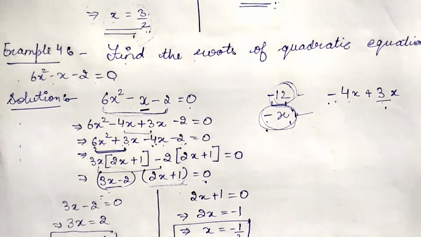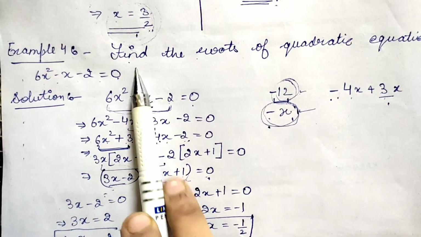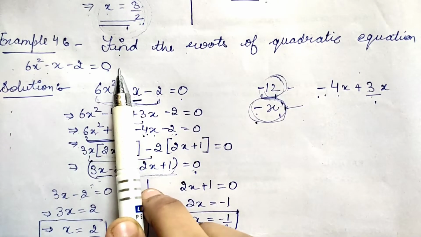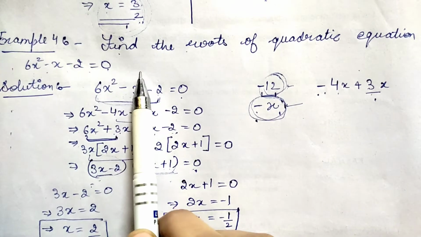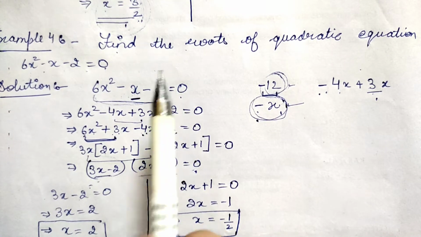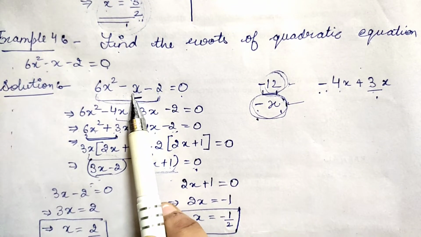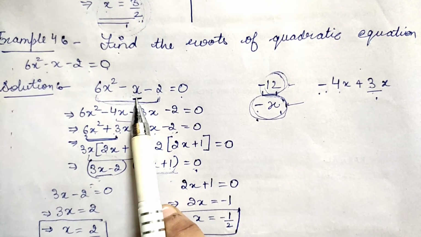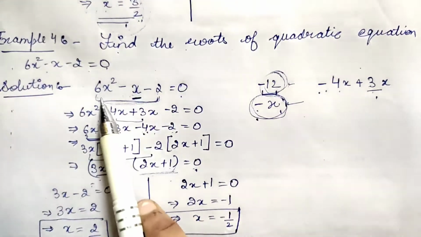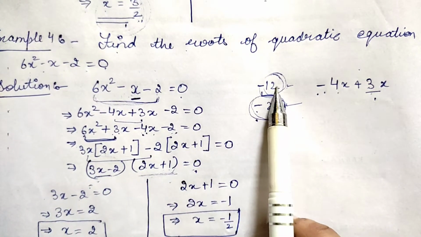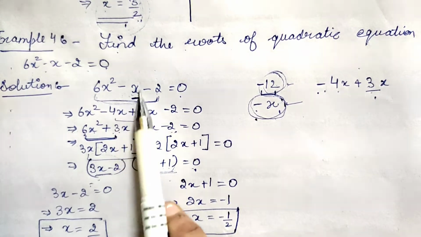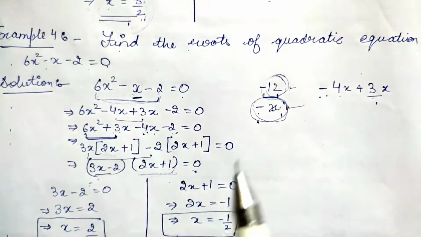Okay, so moving to the next question, number 4. Find the roots of the quadratic equation 6x square minus x minus 2 is equals to 0. We have to solve this equation also by using the factorization method, which means we have to split our middle term. So I have to take two values such that their product is equal to minus 12 and their addition or subtraction gives me the value of minus x.